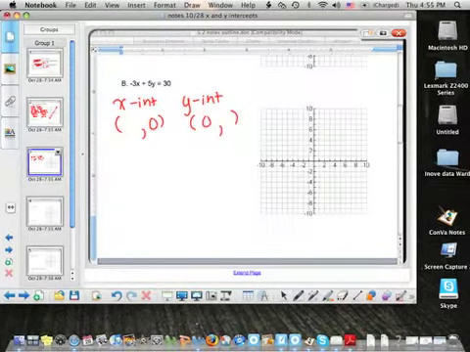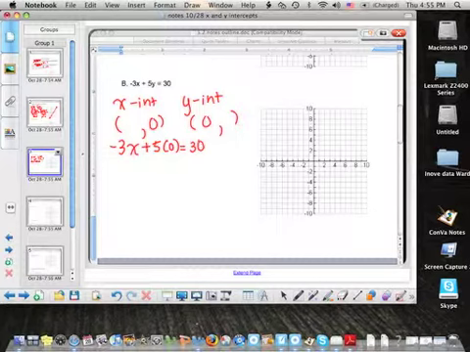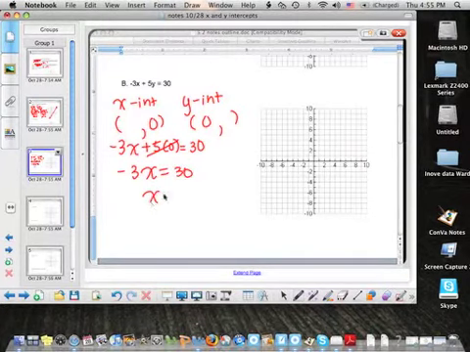This time I'm going to go ahead and actually plug in the 0 for where the y is, like this. It saves myself one little step because I already know that y is going to change to 0, so I'll just go ahead and write it down the first time, which makes that go away. I end up with negative 3x equals 30. Therefore, x, when I divide by negative 3, equals negative 10, and that's my x-intercept.